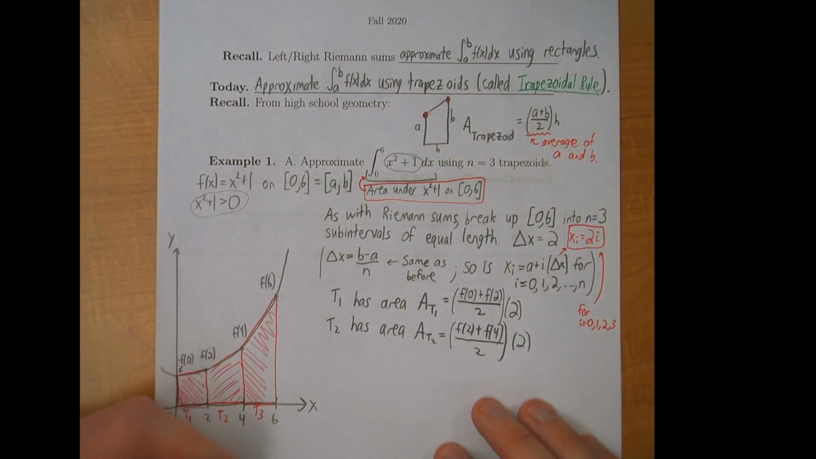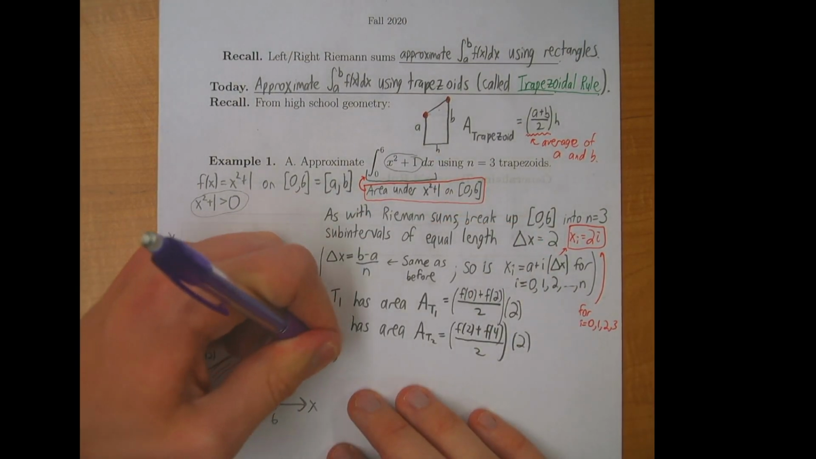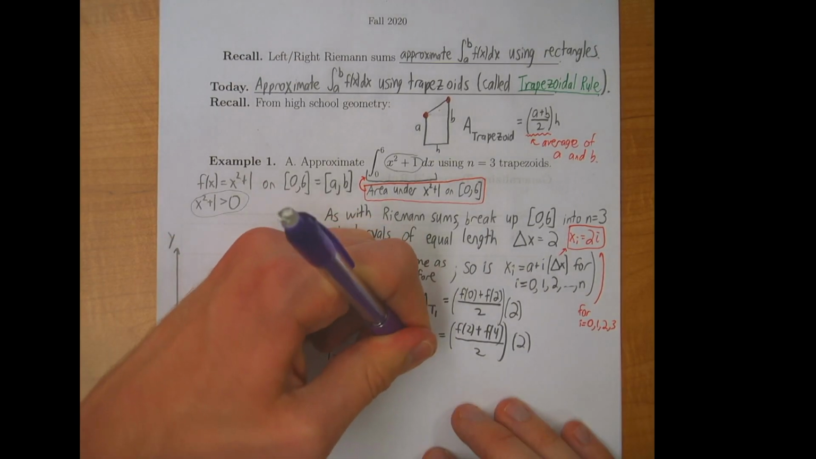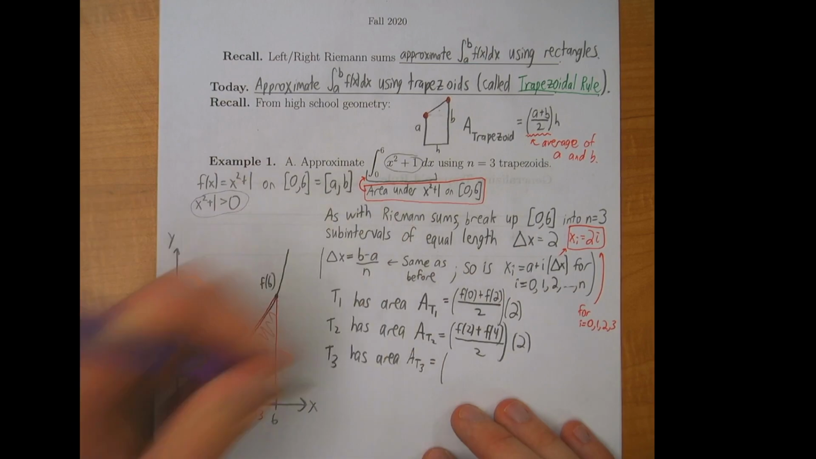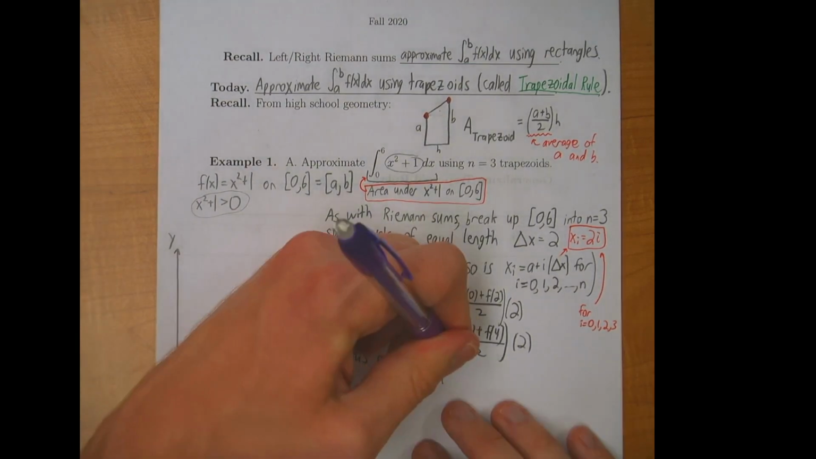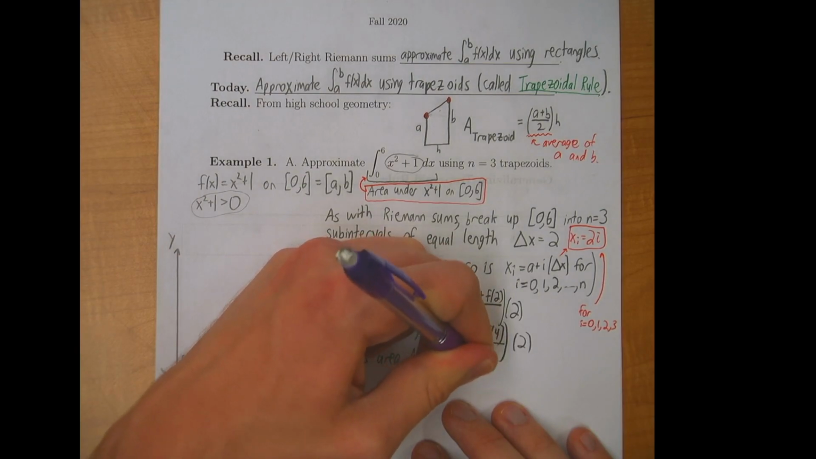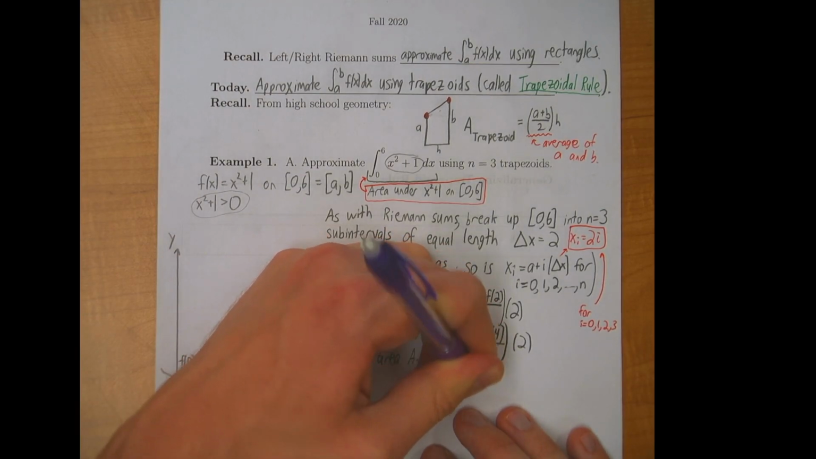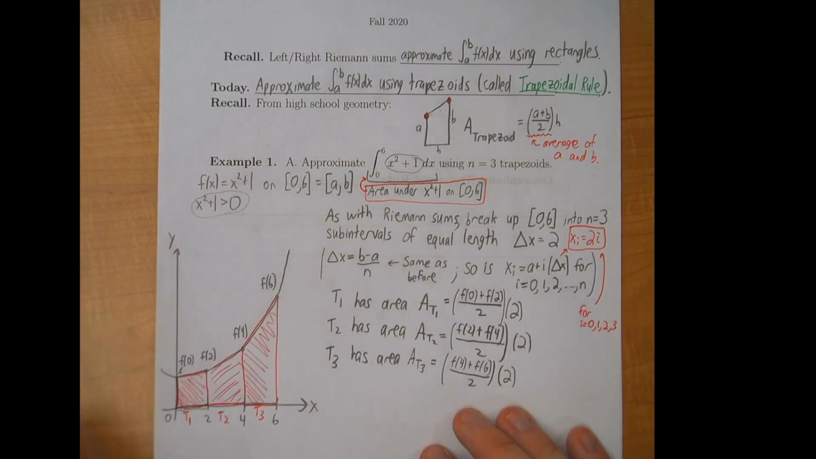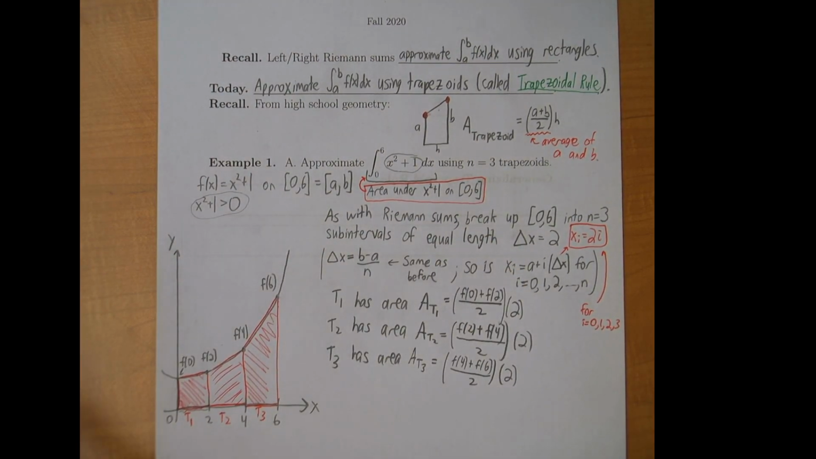And then similarly, T sub 3 has area a sub T3, which will have side lengths f of 4 and f of 6 here. So f of 4 plus f of 6 over 2, and then times the side length here, which is 2. Okay. So that gives us our total, this will help give us our total area.